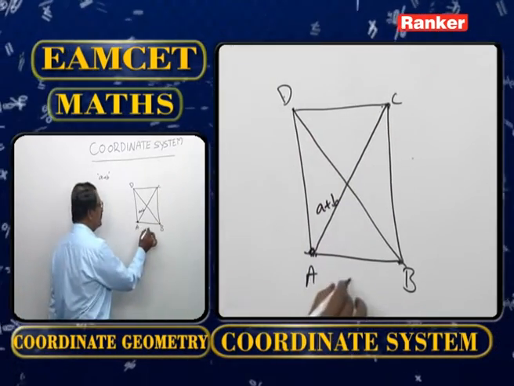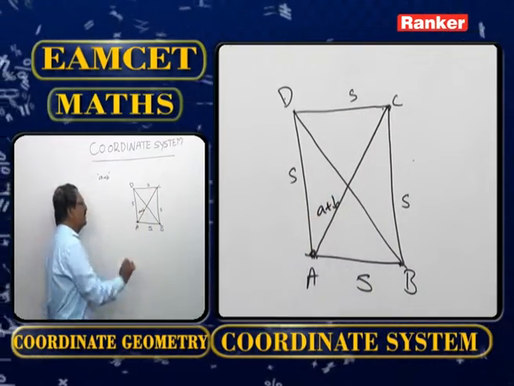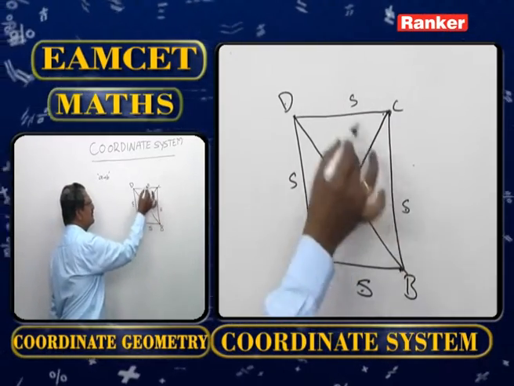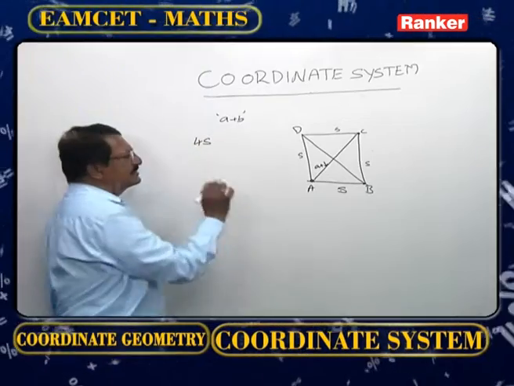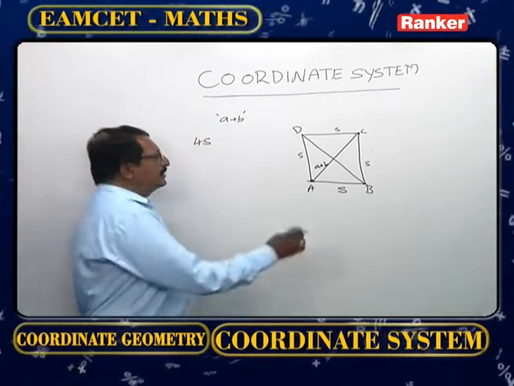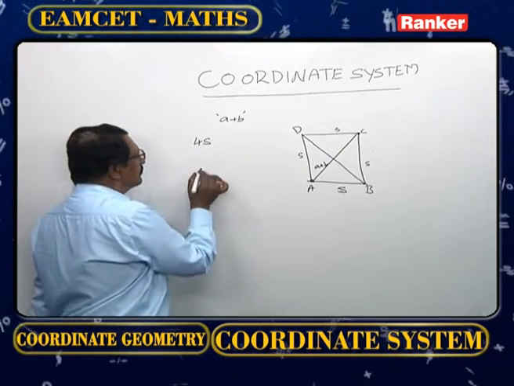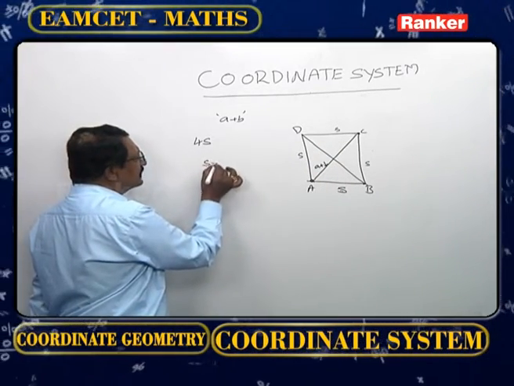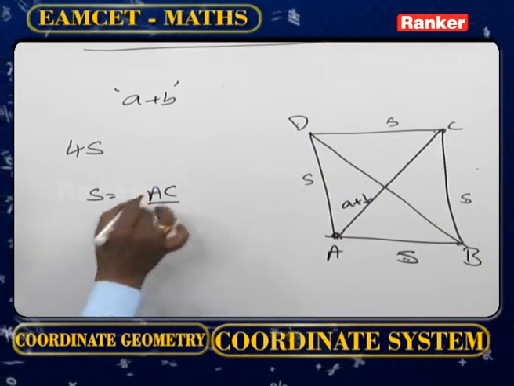Now consider the length of the side as S. Perimeter is nothing but S plus S plus S plus S. Now the perimeter of the square equals 4S. We require the value of 4S in terms of a and b. But the relation between the length of the side and the length of the diagonal is: the length of the side S equals the length of the diagonal by root 2, AC by root 2.